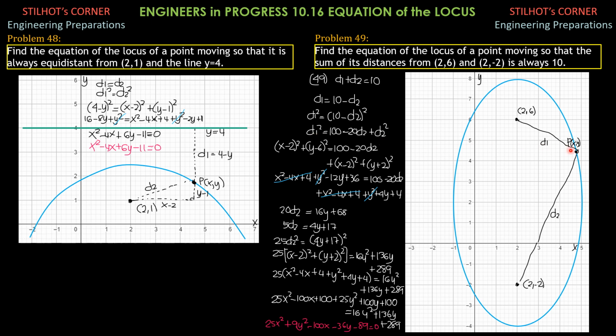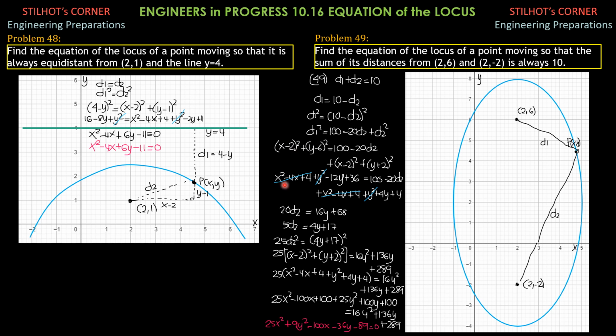d sub 1 squared is the distance between these 2 points, so (x minus 2) squared plus (y minus 6) squared equals 100 minus 20 d sub 2, just put it at ease, plus d sub 2 squared. Then d sub 2 squared is the square of this: (x minus 2) squared, then y minus negative 2, so we have (y plus 2) squared.